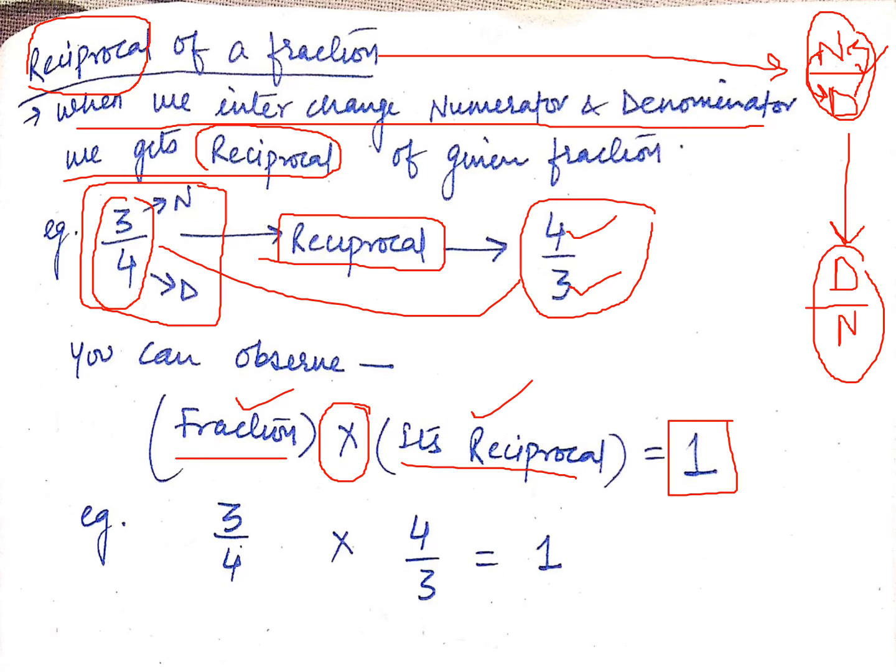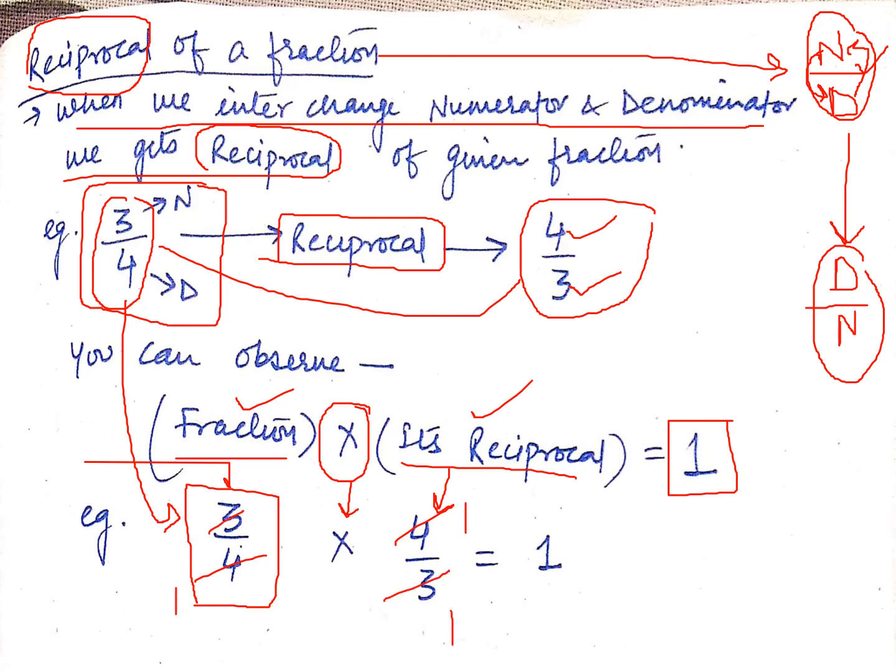Now, for example, I have taken the above example, that is 3 by 4 as the fraction. Then we have taken the multiplication sign and its reciprocal is 4 upon 3. You can see 4 will cut with 4, 3 will cut with 3. So 1 into 1 is 1 and 1 into 1 is upon 1. So that means the answer is 1 only. We can say whenever we multiply a fraction with its reciprocal, the answer we'll be getting is 1. Got it?